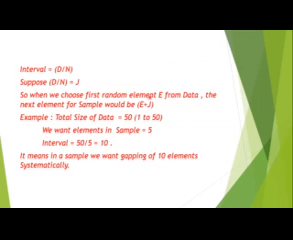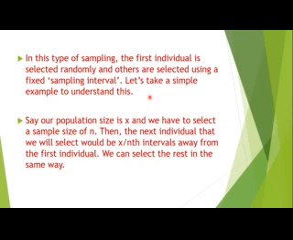I'll show one more example so we get more clarity. In this type of sampling, the first individual is selected randomly and the others are selected using a fixed sampling interval. Let's assume the population size is X and we have to select a sample of size n. Then the next individual that we select would be at an interval of X by n, similar to D by n, away from the first individual. We can select the rest in the same way.